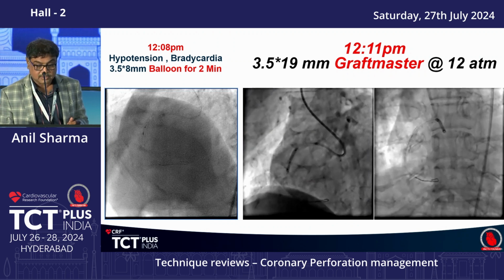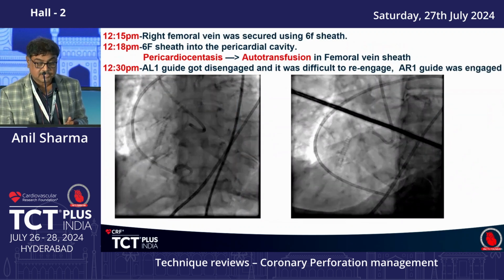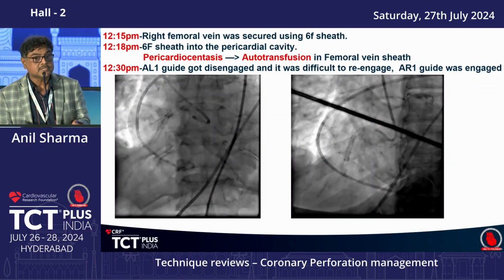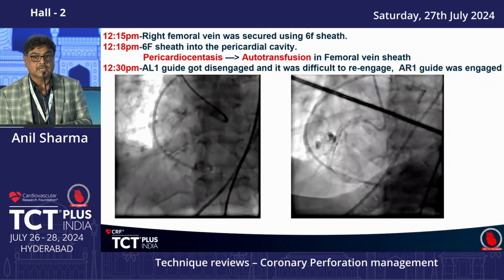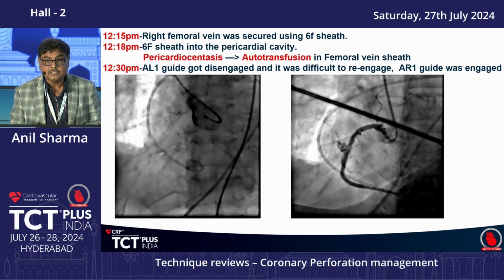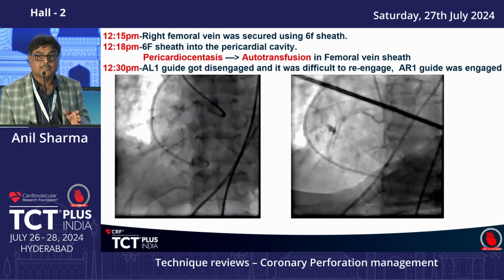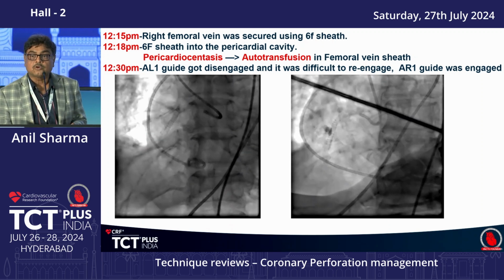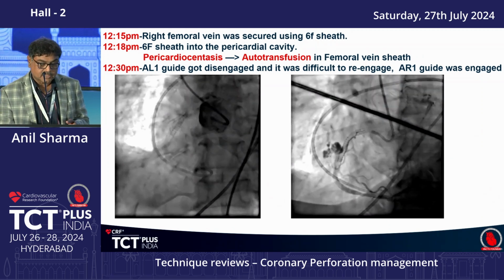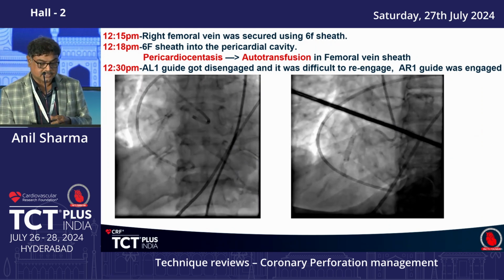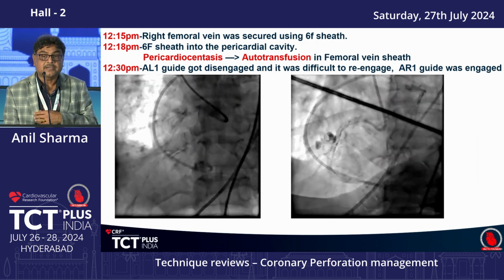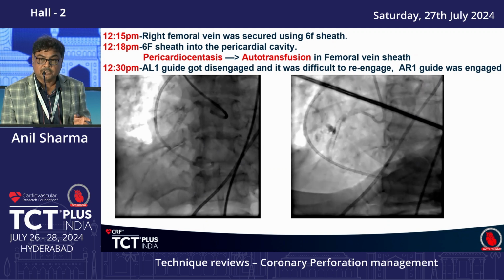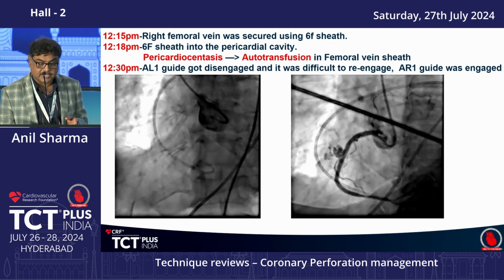My perspiration more, ballooning not working much. First thing I did is to put the sheath into the pericardium, started auto transfusion into the other line, a femoral venous line I took, because in case I require a pacemaker also, but fortunately did not require pacemaker. Immediately the auto transfusion responded very well. Then I was doing all these juggleries, and meantime the AL guide came back, and that could not engage. So then I could engage with great difficulty with the AR1.